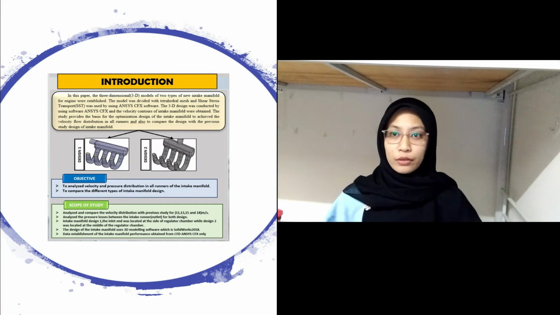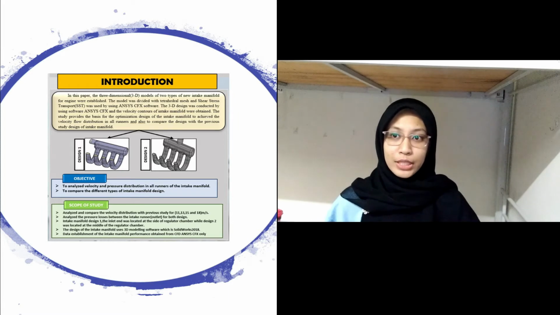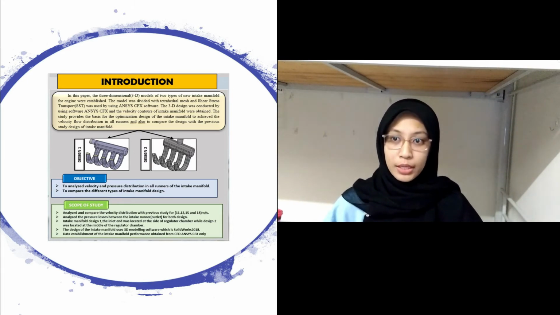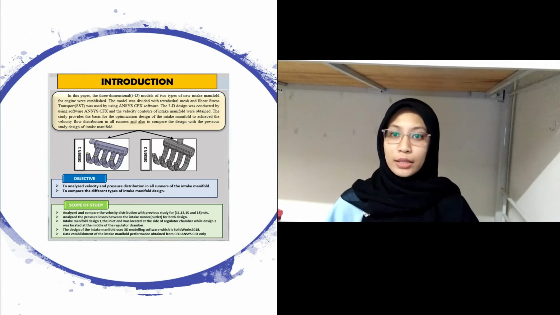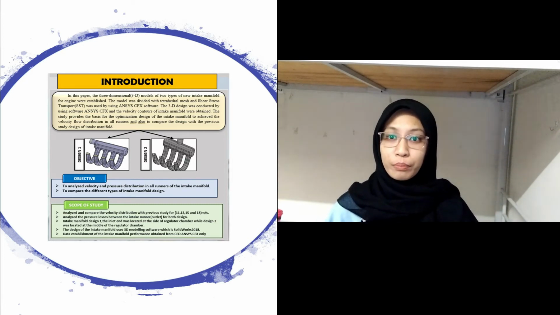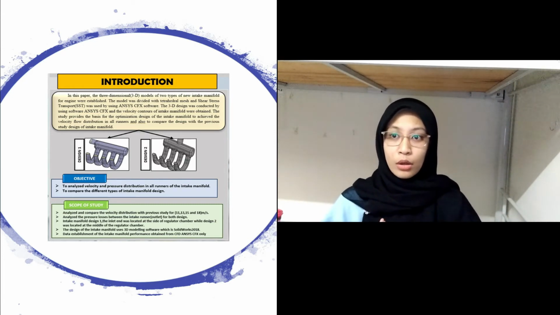This is the introduction of this study, in which the three-dimensional models of two types of intake manifold for engine were established. The model was developed with tetrahedral mesh and shear stress transport was used by using ANSYS CFX software. The 3D design was conducted by using ANSYS CFX, and the velocity contour of the intake manifold was obtained. The study provided the basis for the optimization design of the intake manifold to achieve the velocity flow distribution in all runners and also to compare the design with the previous study design of intake manifold.